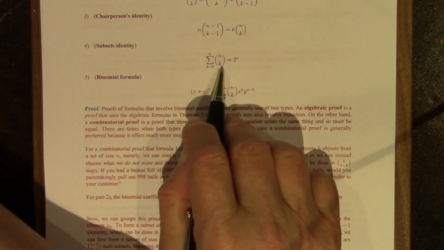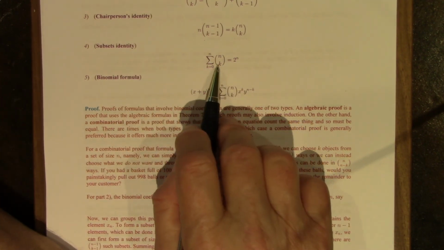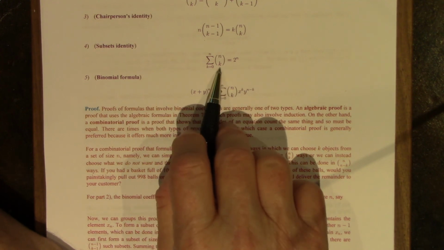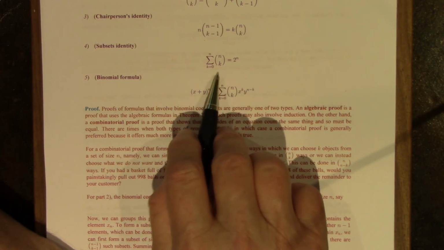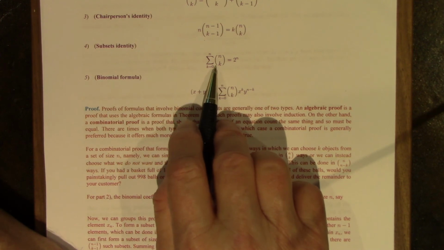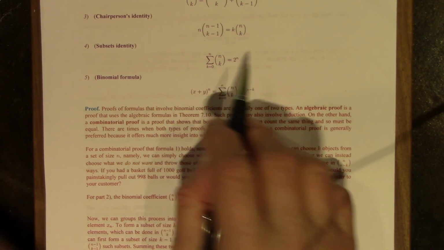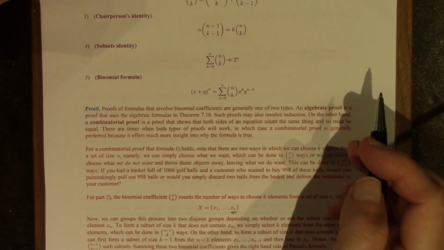The subset identity is not amenable to an algebraic proof, as far as I know. So we'll turn to the combinatorial proofs. How do you justify that both sides of this count the same number? Well, I'm going to leave that for you.